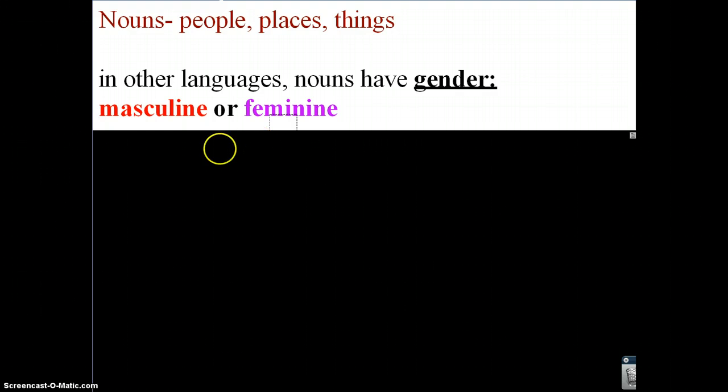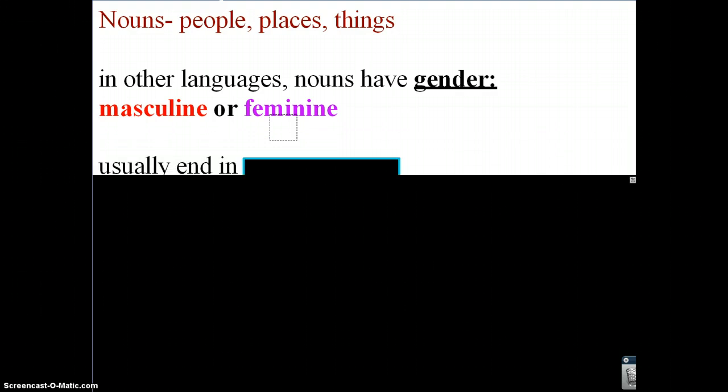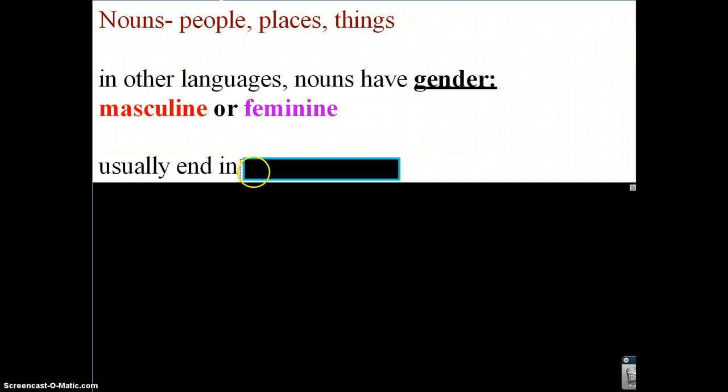So how do you know if a noun is masculine or feminine? Because of the way they end. Usually nouns end in o, a, os, or as. A noun that ends in o or os is always masculine. A noun that ends in a or as is usually feminine.